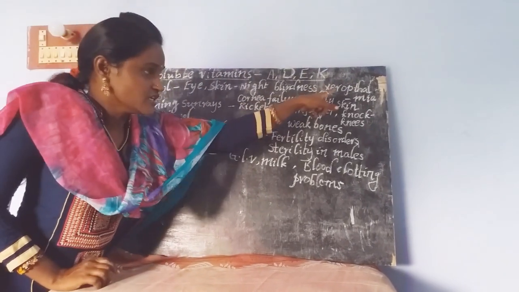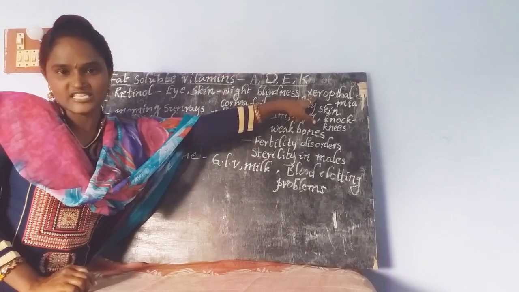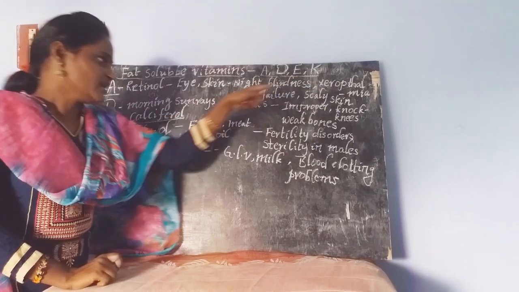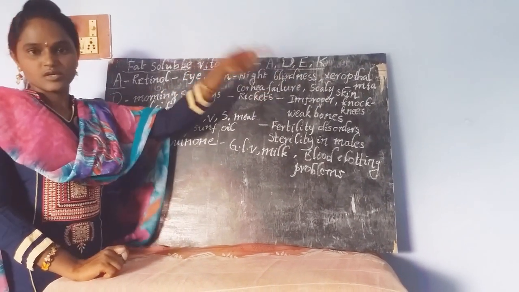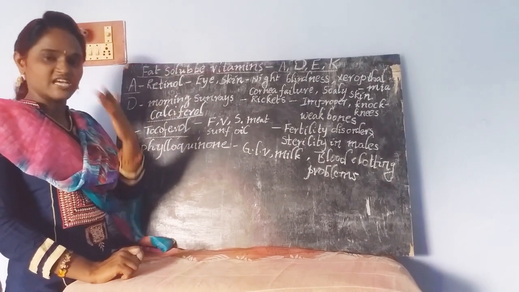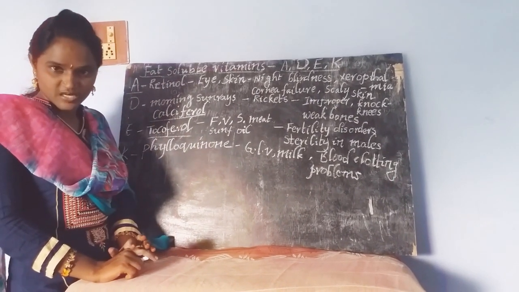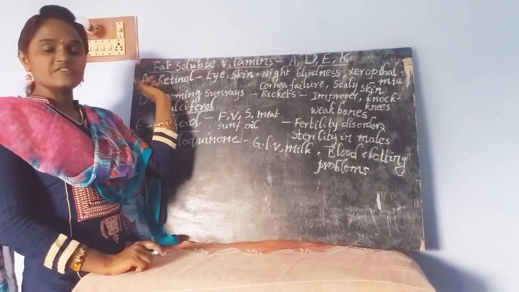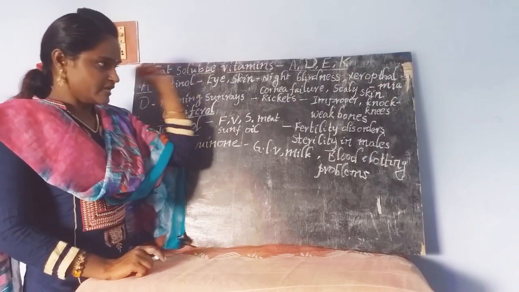Night blindness and xerophthalmia. What is the next disease? Xerophthalmia, that is also related to our eye. And then cornea failure. In our eye we have an important part. What is that? Cornea. In your 9th class we already discussed about cornea. The cornea failure also leads because of deficiency of vitamin A.